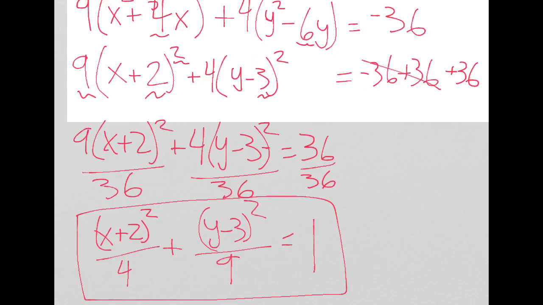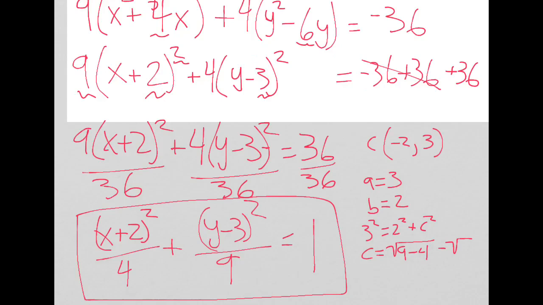From this, we can look and identify the center of this ellipse at negative 2, positive 3. We can identify that the larger number 9 is with the y term, giving us a equals 3. The 4 is with the x term, giving us b equals 2, the square root of that. And then we can say 3 squared equals 2 squared plus c squared. And then c equals the square root of 3 squared is 9 minus 2 squared is 4. And so we get the square root of 5 for the value of c.